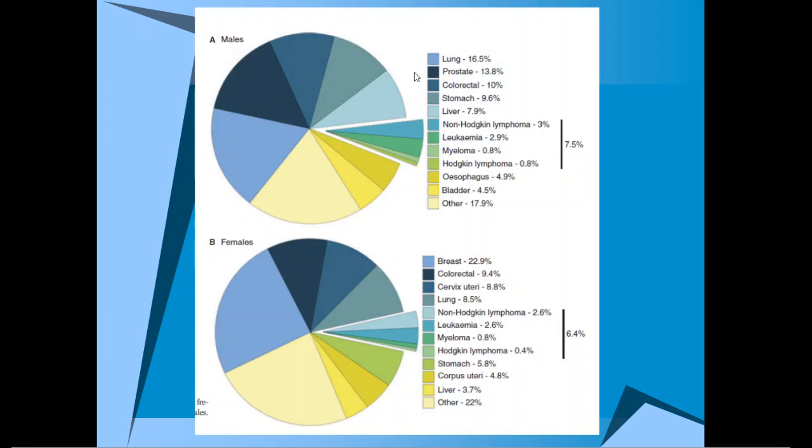Here you see a list of hemoblastosis: non-Hodgkin lymphoma, leukemia, myeloma, Hodgkin lymphoma. Right now we discuss what these are. You can see 7.5% and 6.4%. So mostly, one tumor out of 10 is hemoblastosis all around the world, obviously.